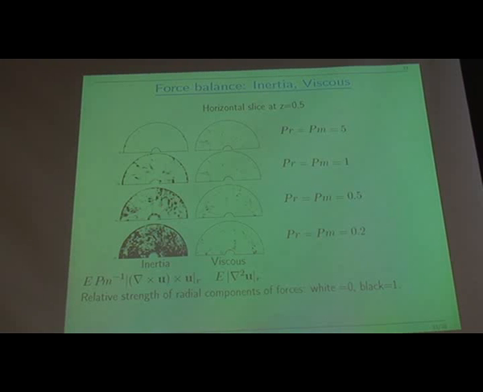So this is no slip? Yes, this is no slip. That calculation was done for no slip. That's been done, in Jones 2006.